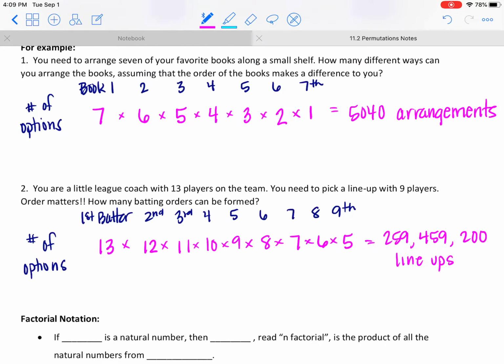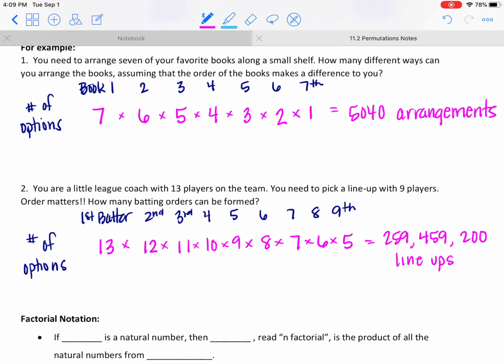So again, this is an example of a permutation problem. You're looking at an ordered arrangement of players on a lineup. The order of the arrangement matters, and you cannot put one person into more than one spot on the lineup. And we use the counting principle to show there's 259,459,200 different lineups that could be created, right? No pressure for the coach there.